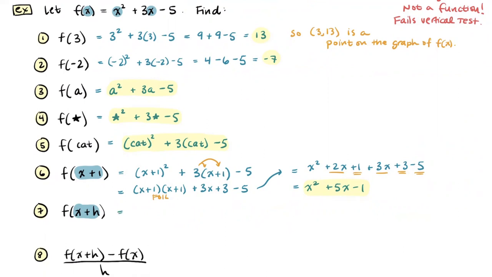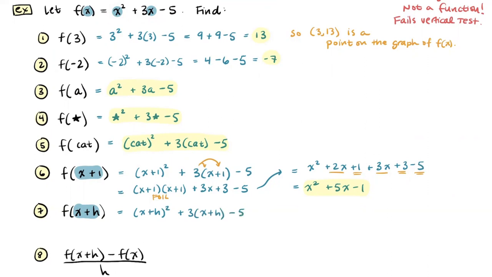Okay, so we're going to plug in x plus h, the whole thing in the blue blob there, in for x. So we're going to square x plus h. That's the first term. Then we're going to add 3 times x plus h, that's the second term. So plus 3 times x plus h. And then we still have minus 5.